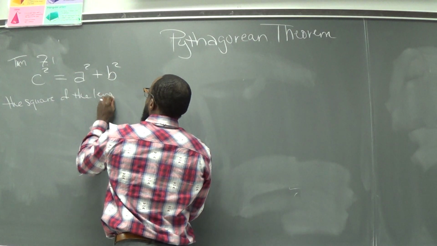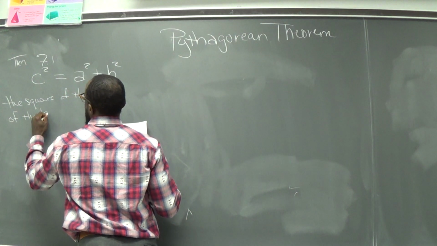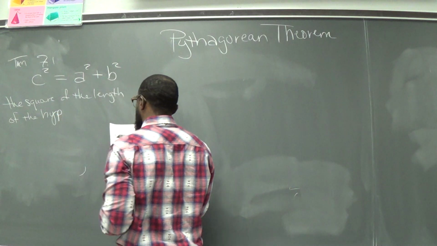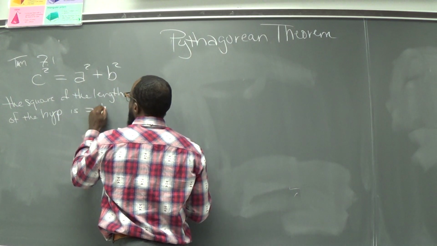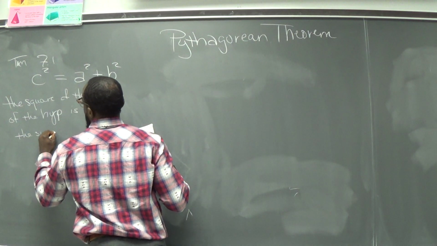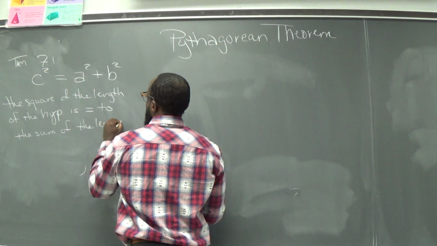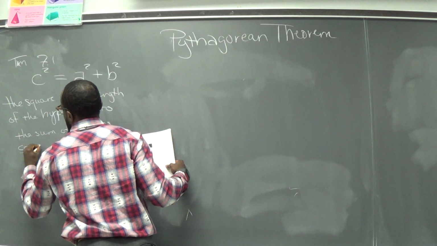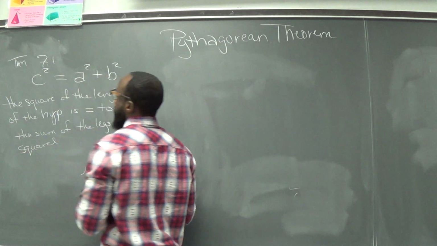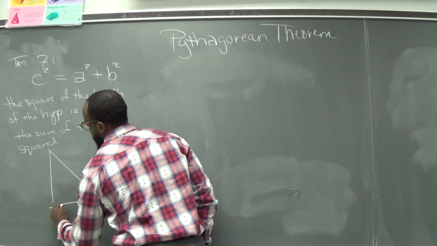of the length of the hypotenuse is equal to the sum of the legs squared. Right? Alright, so you have a right triangle.